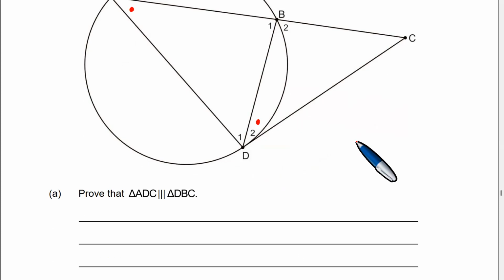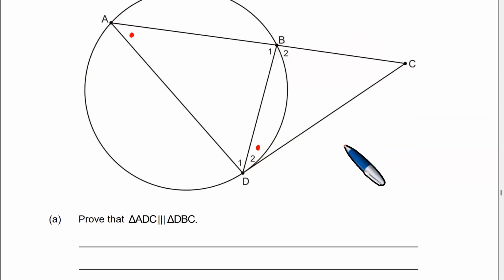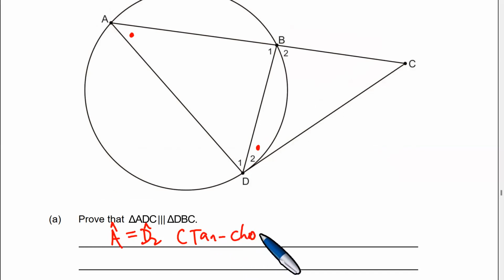So we are looking at this question, and this is question 9. We can see that angle A is equal to angle D2. Why is this the case? Because of the tan chord theorem.